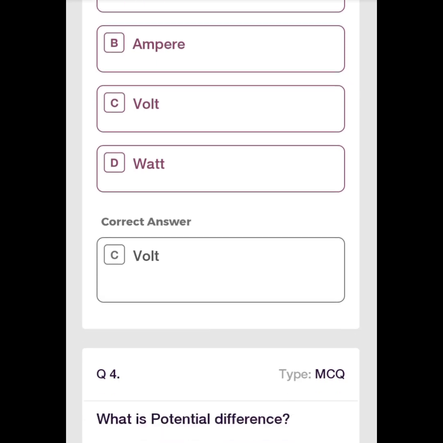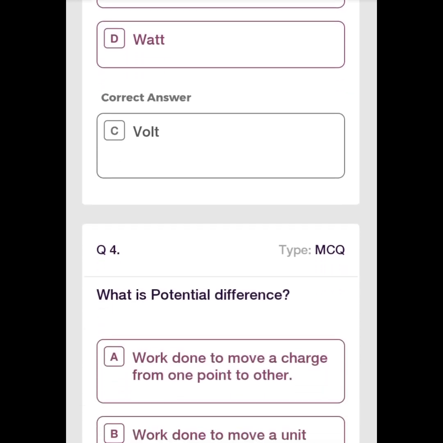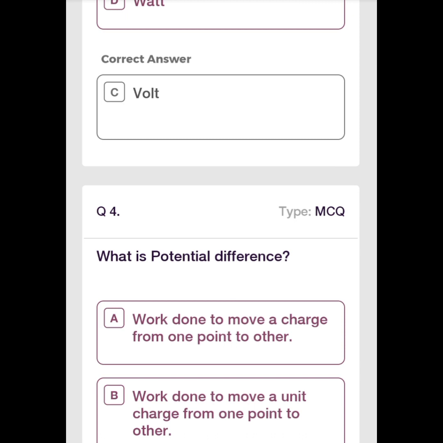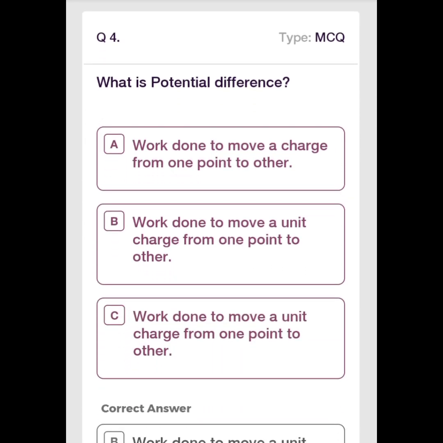Fourth question. What is potential difference? Potential difference is work done to move a charge from one point to another. The first option is work done to move a charge from one point to another. B option is work done to move a unit charge from one point to another. In the third option, work done to move a unit charge from one point to another.